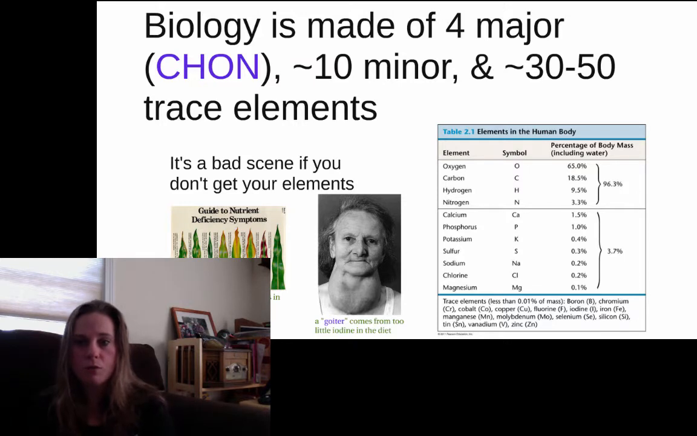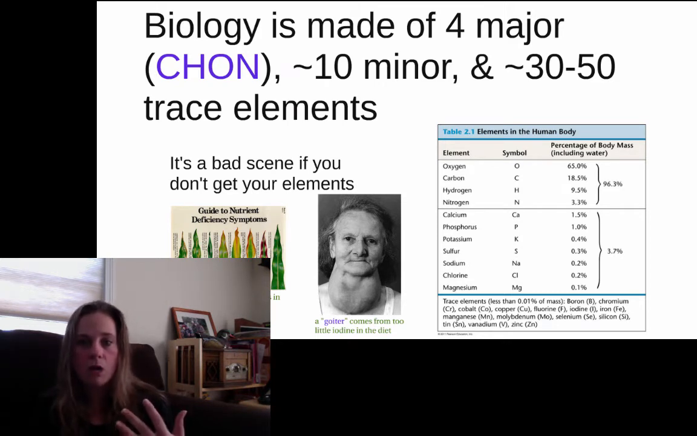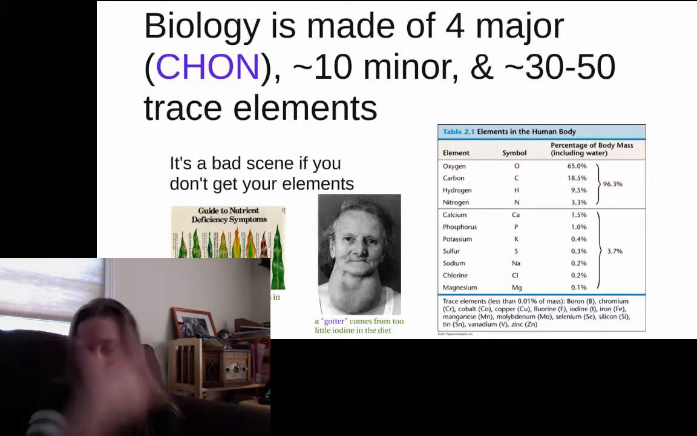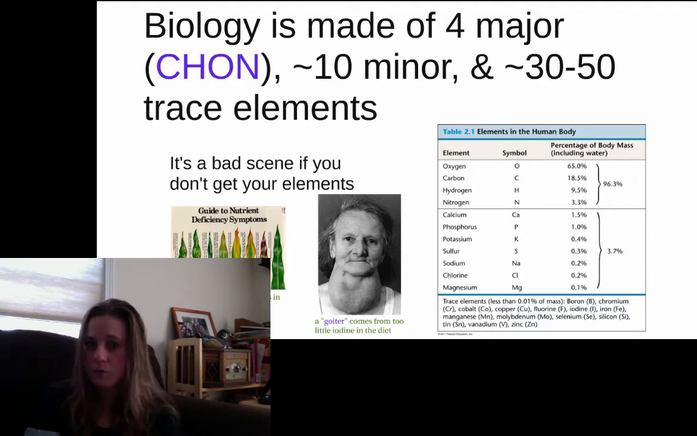And then you have a few others, as you can see in this table here: potassium, calcium, sodium, chlorine, magnesium. These are sort of the minor league players. And then all around in living things, you can say that we have about 30 to 50 trace other elements. And when you don't get the elements the way that you're supposed to, crazy things begin to happen.